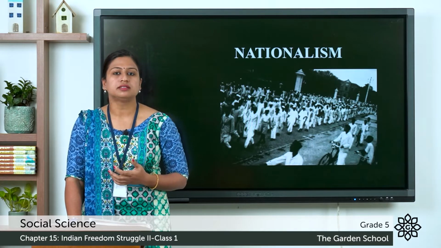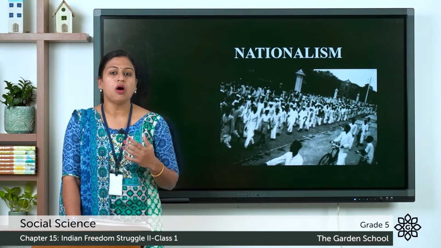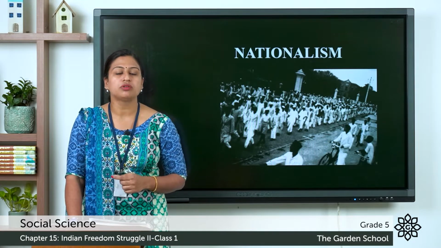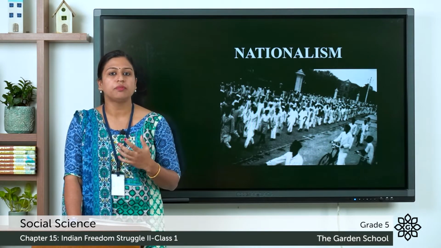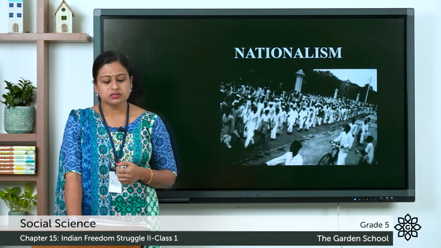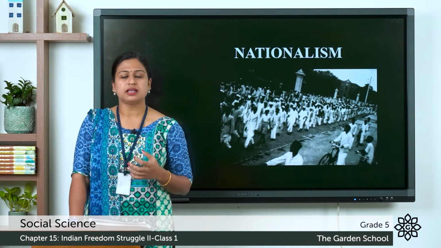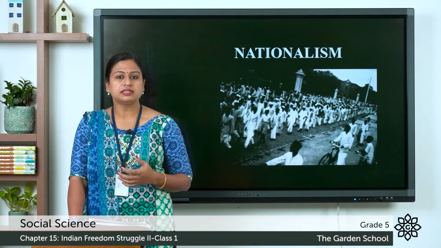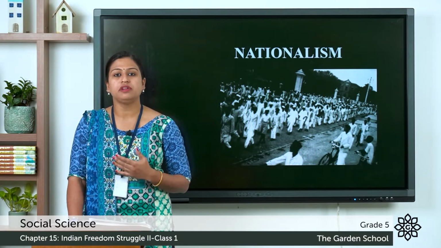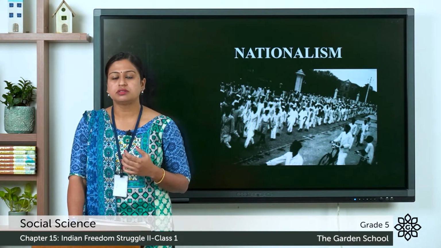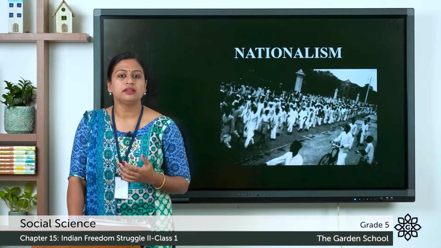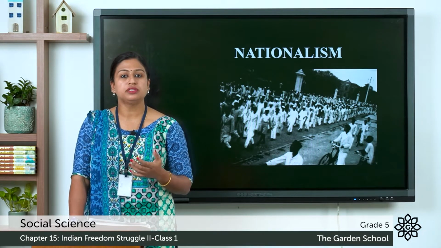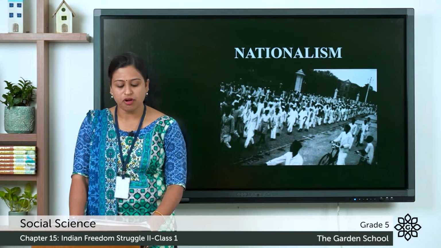So the Indians understood that they all are equal and they all belong to one nation, and they should always work for or support our country. So with this nationalist idea, the Indians understood the exploitative nature of the British rule. So here exploitative nature means the Indians understood that the Britishers used them to gain more and more profit.